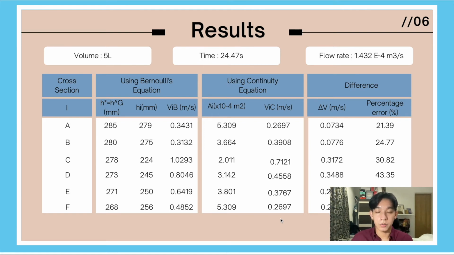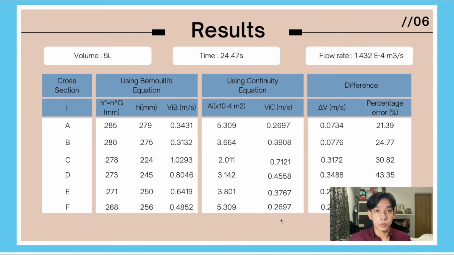And here is the result for the different cross-sections, which are A, B, C, D, E, and F. And here are the values for the results using Bernoulli's equation and the continuity equation. We can see from the difference that the percentage error for A is the smallest, and the percentage error for F is the highest.